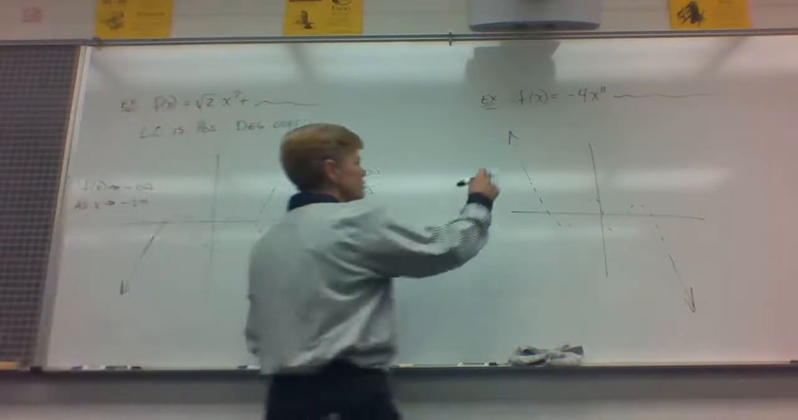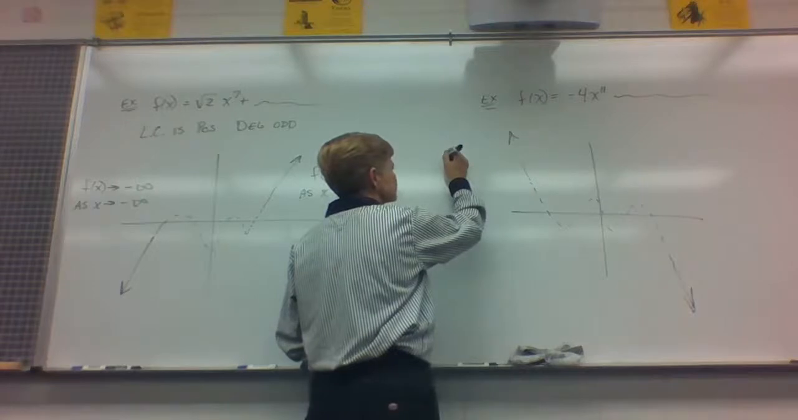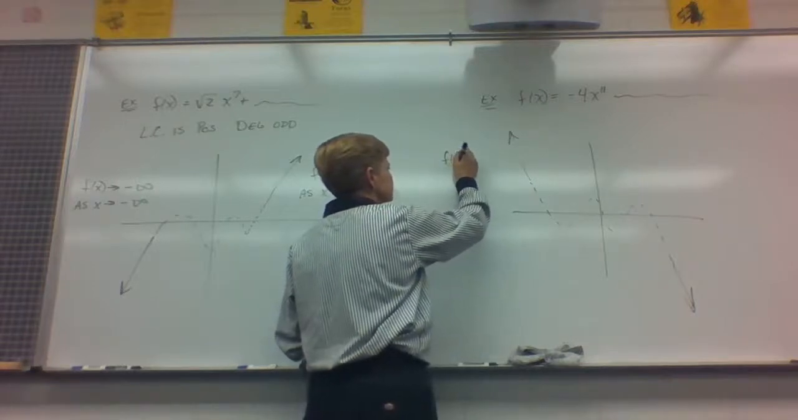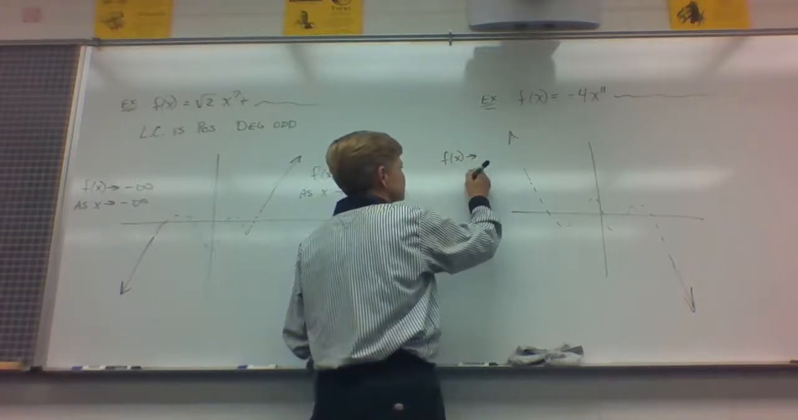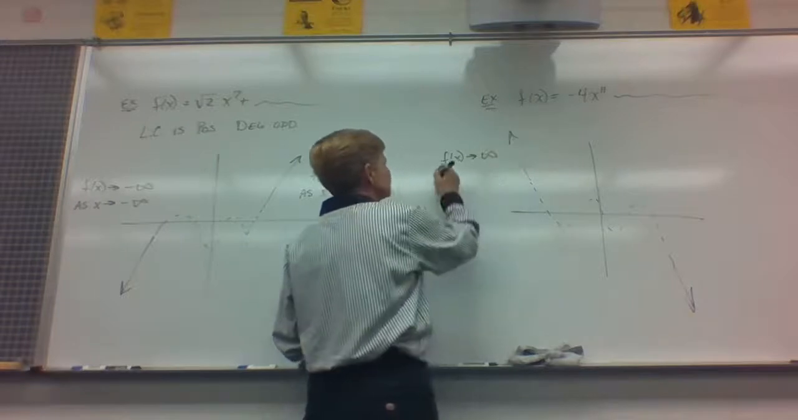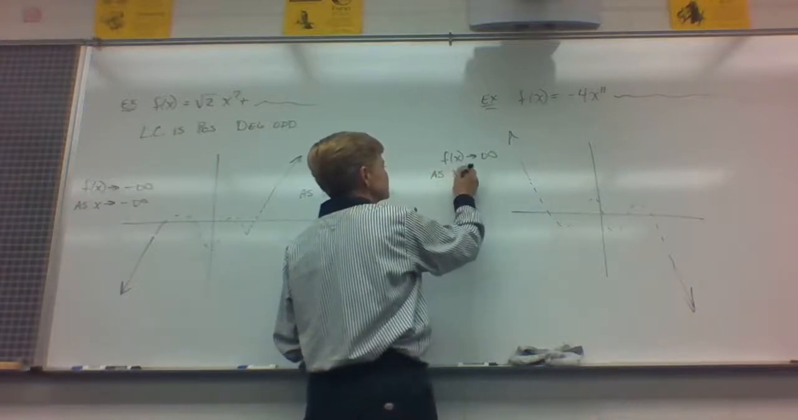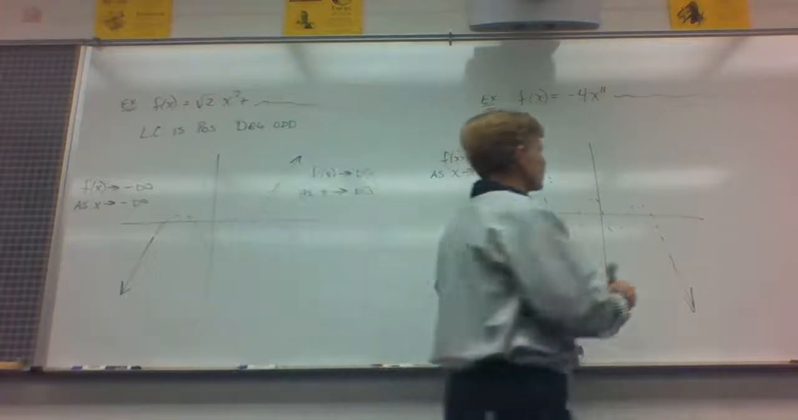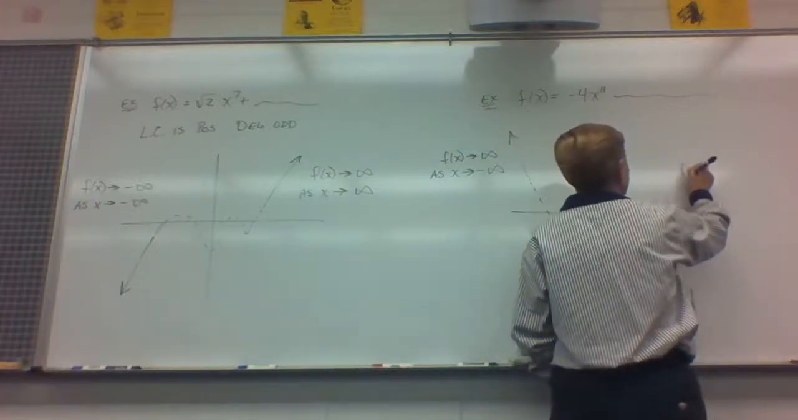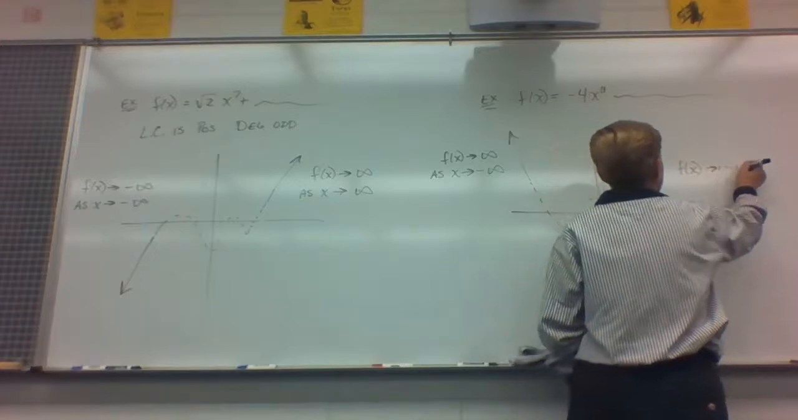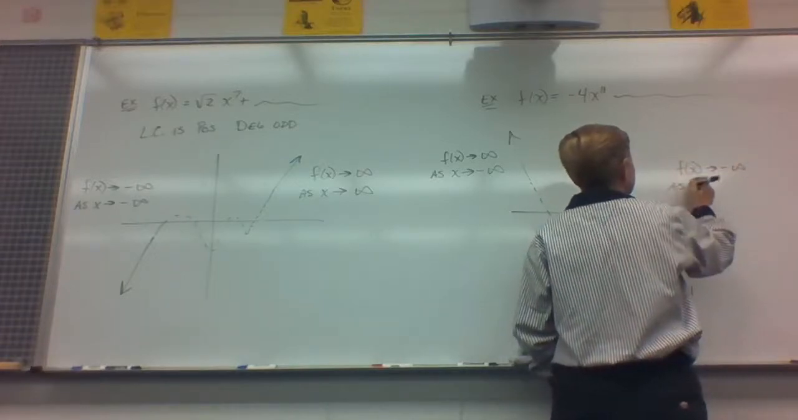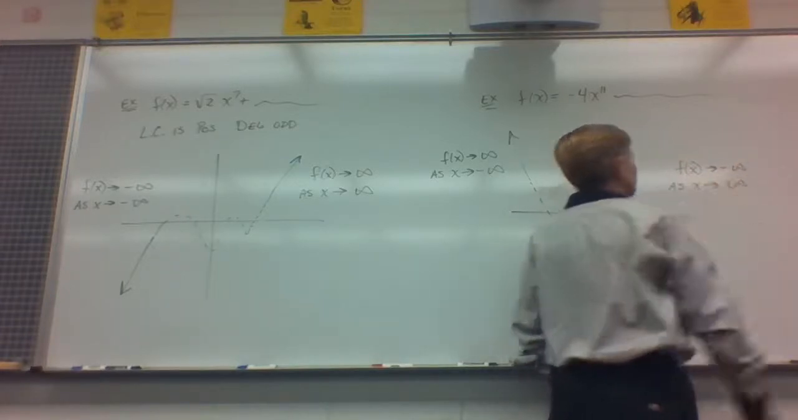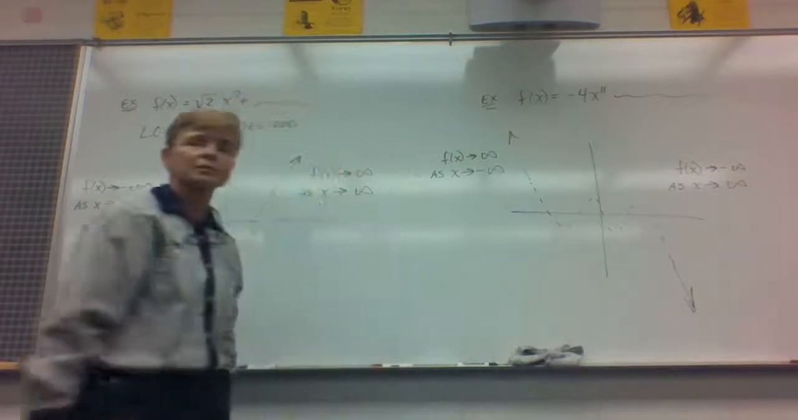How do you describe this behavior? F of x goes to positive. Yep, that's up. And x goes to negative infinity. Yeah, it's on the left side. This one over here is going to be? F of x goes to negative infinity. Yep, down. X goes to positive, x goes right. Notice that the signs are opposite when this happens.